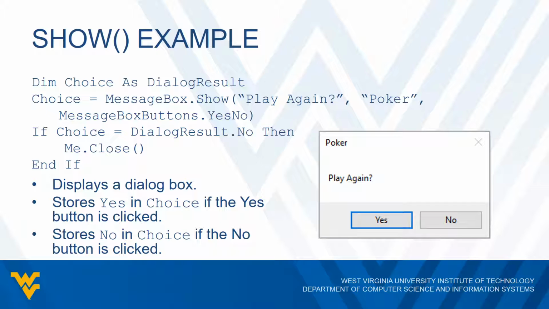So now we're going to check to see what happens. We have our if-then statement that says if choice equals dialog result.no, so this is saying, did we click on the no button? If this is true, then we're going to execute me.close, which, as we've seen before, just simply closes the entire application.